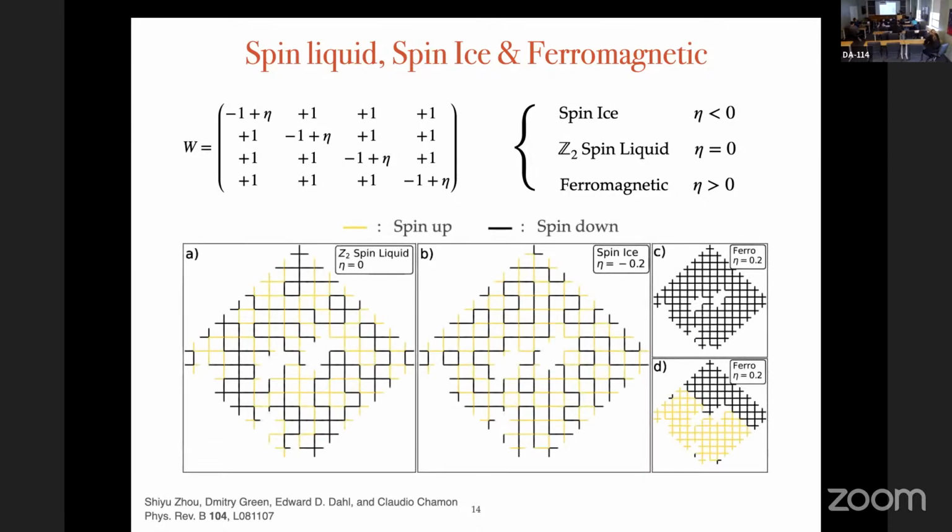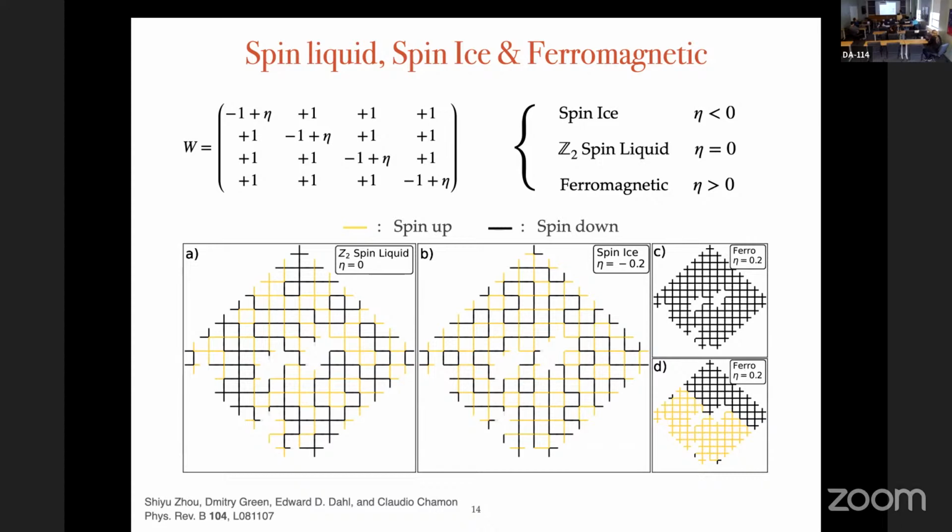And these are the samples. Panel A is the state I showed from the previous slide. It's the Z2 spin liquid state. Panel B shows the spin ice states when eta equals -0.2. One strong indication of the state being spin ice is that you do not see any self-intersecting loops in this configuration, which strictly follows the 2-in, 2-out ice rule. Panels C and D show the ferromagnetic states when eta equals 0.2. C is an example of all spin down, and D is an example of a domain wall separating all spin up and all spin down.